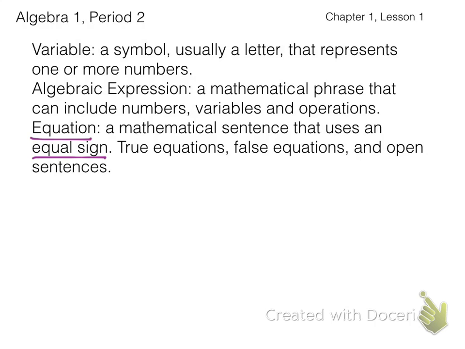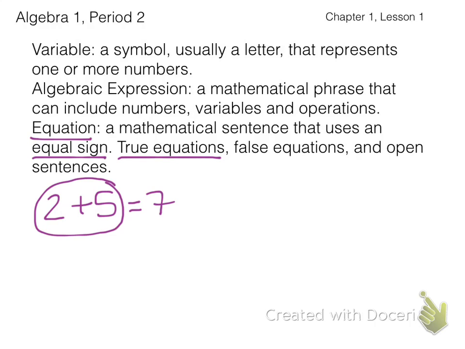So here's an example of an equation. Alright, 2 plus 5 equals 7. And this is what we call a true equation because everything on this side of the equal sign has the same value, once you do all the operations, as this side of the equal sign. 2 plus 5 is 7, well 7 equals 7. This is what we call a true equation.